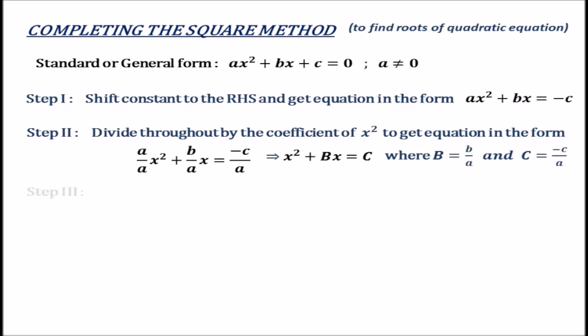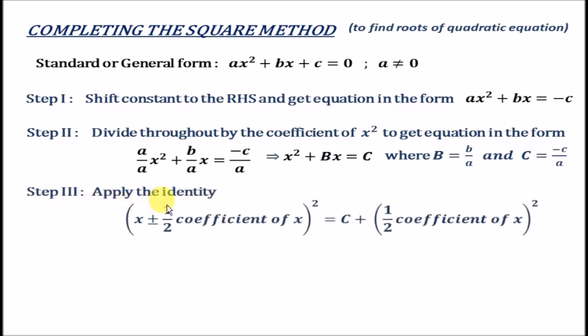Now, in the final step, we will apply the identity: x plus or minus half into the coefficient of x, whole square, equals c plus half into the coefficient of x, square. The sign here, plus or minus, will depend on the sign that is given in the question. The steps here might look confusing, but once we apply these in the questions, there should not be any problem.